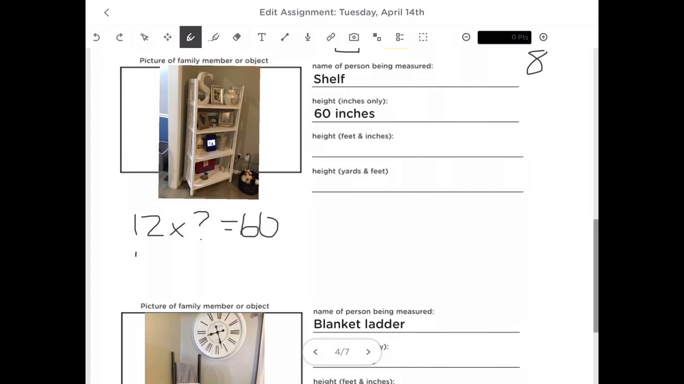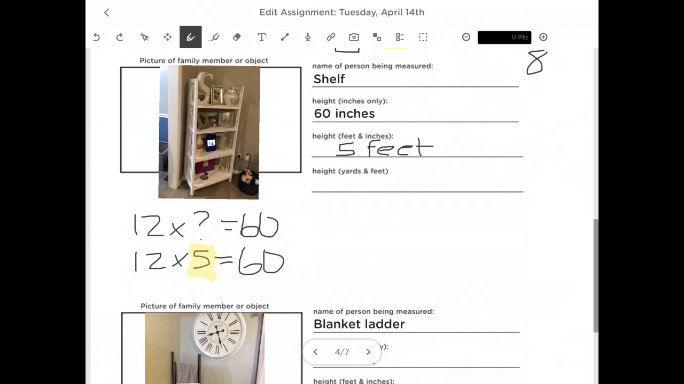Okay, so I know that 12 times 5 is going to put me closest, and it actually is spot on. Okay, so my 12 times 5 gives me 60. So my actual feet here is going to be 5 feet. Okay, and I have no inches. It was spot on. So my answer in this case would be 5 feet.